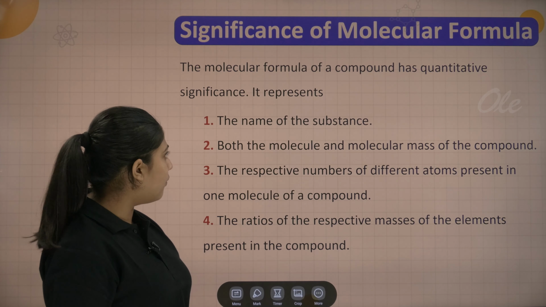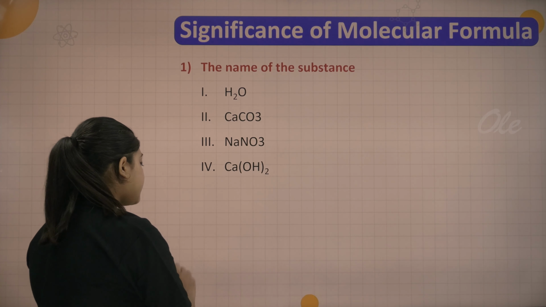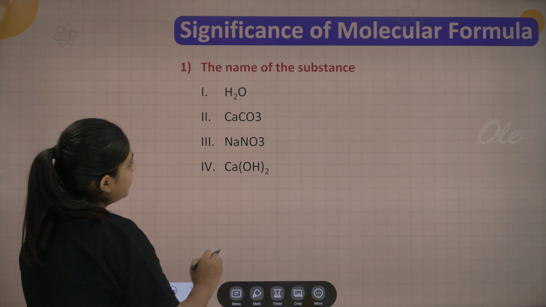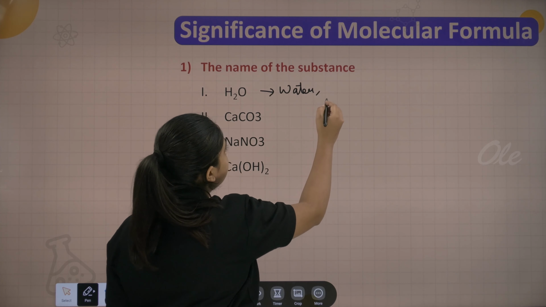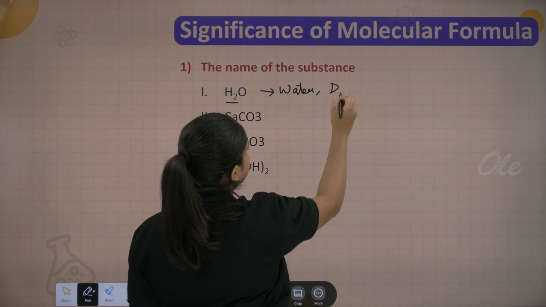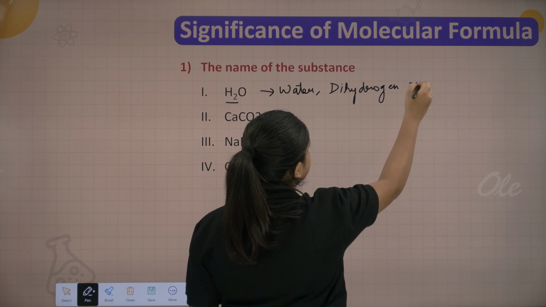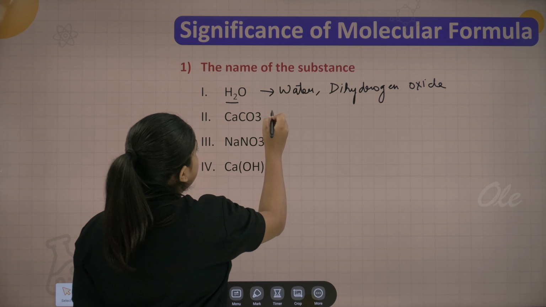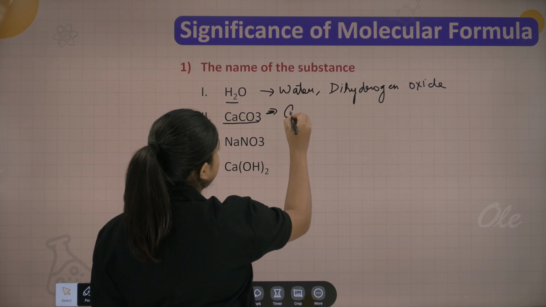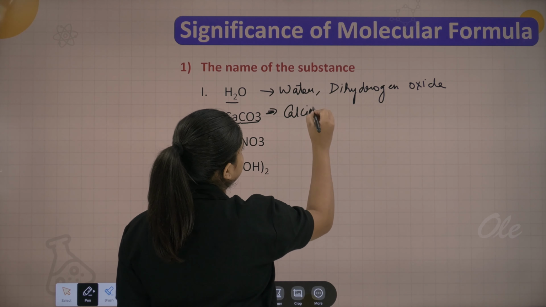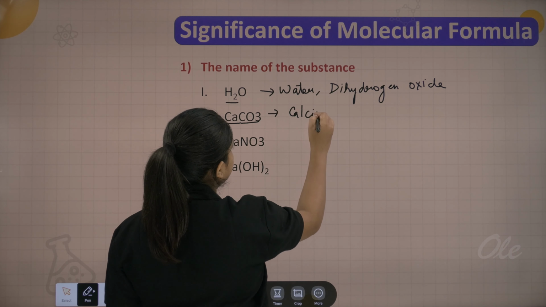Now, let us understand it one by one. The name of the substance, you can easily guess the name of the substance. I have taken a few examples. You can easily guess the name, you know this is water. But if I talk about the chemical name, you will say, because there are 2 hydrogens, you will write dihydrogen, and there is oxygen, so you will write oxide. Here calcium and CO3 is the formula for carbonate, so you can write it as calcium carbonate.